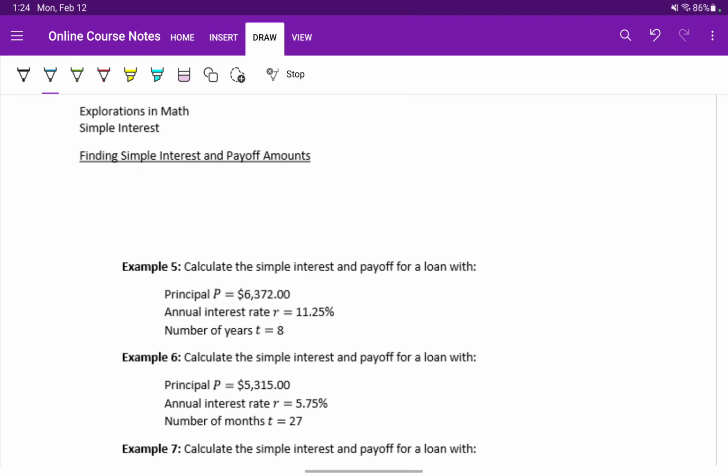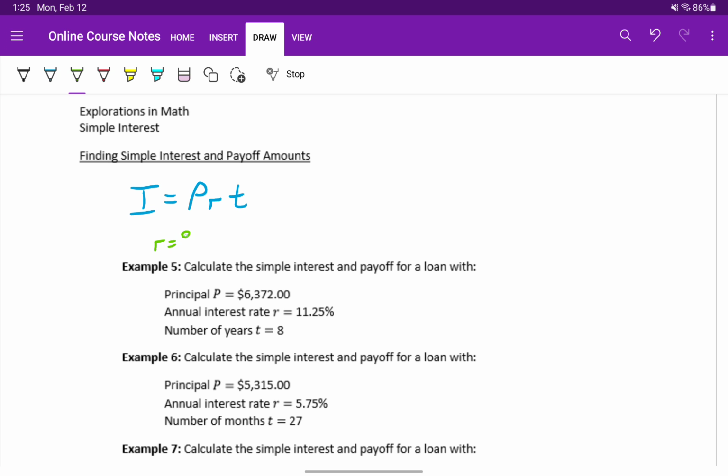Now what we'll do is use that function notation to help us evaluate a few different examples relatively quickly, where what we're doing is calculating simple interest and payoff amounts for loans. We're going to need two different formulas here. The first one is the simple interest formula. So total interest accrued is going to be equal to some principal amount times an interest rate times the length of time of our investment.